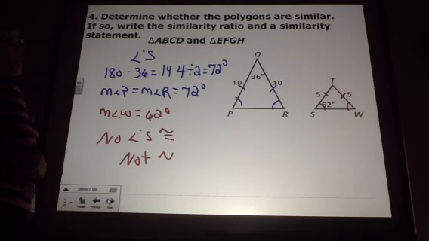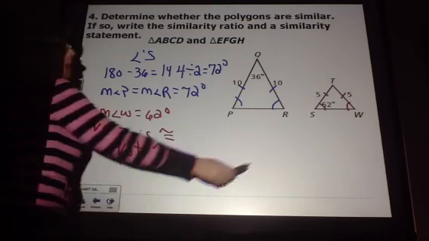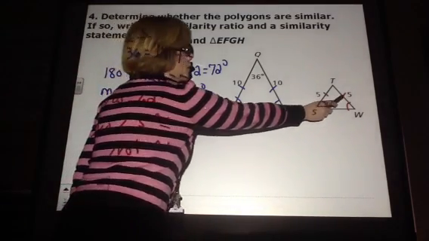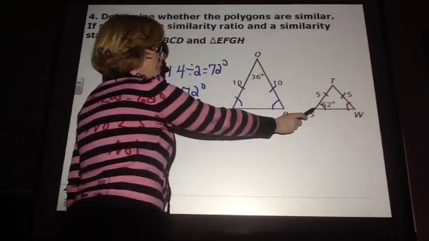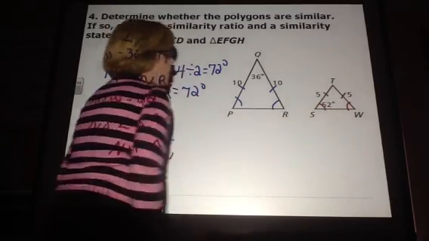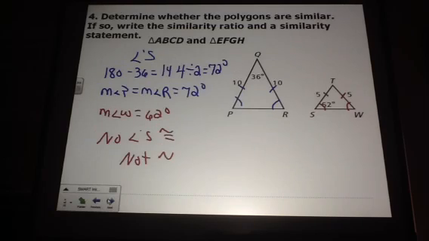And then on the smaller triangle, STW, the angle measure is given here. And it's across from one of my isosceles side lengths. So angle W has to equal 62 also. Therefore, we do not have any congruent angles, and these triangles are not similar.